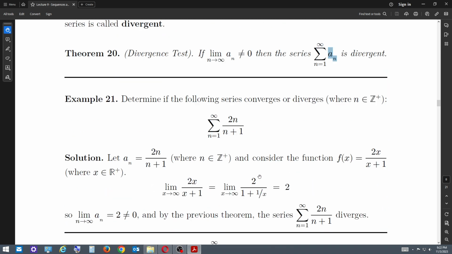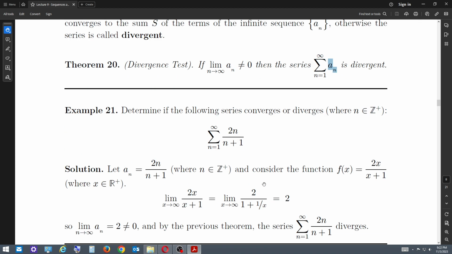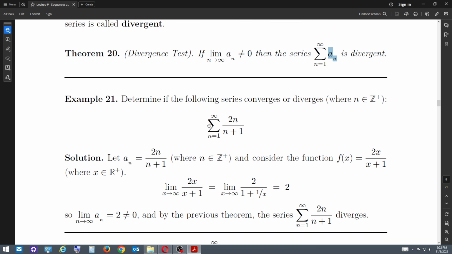Alright, so let's see a simple case where we could use that. If I ask you to determine if this series converges or not, so we have the summation n goes from 1 to infinity of 2n over n plus 1. To do that, you can let this be a_n, and you need to find the limit of a_n as n goes to infinity.